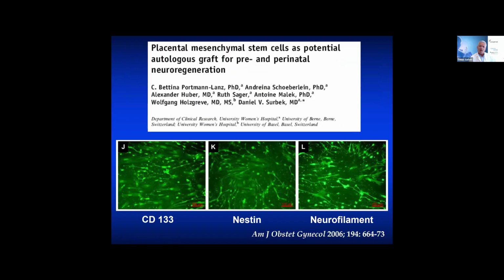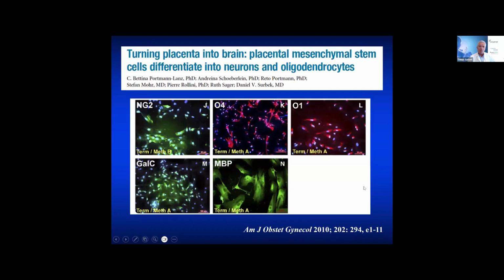But first, we started to more deeply characterize the neurogenic potential of mesenchymal stem cells obtained from the umbilical cord tissue. As you can see here, that's one of the first works where we looked at expression of CD133, nestin expression, neurofilament expression.